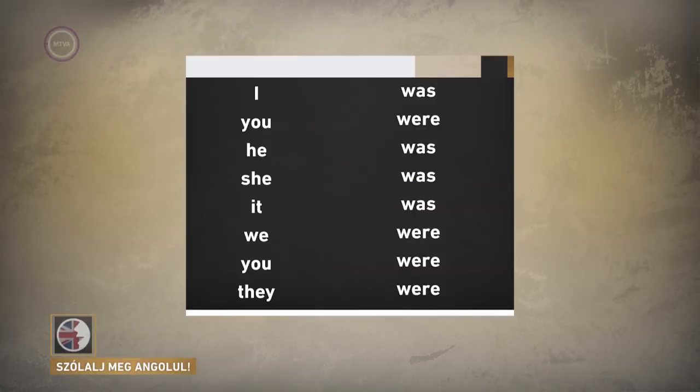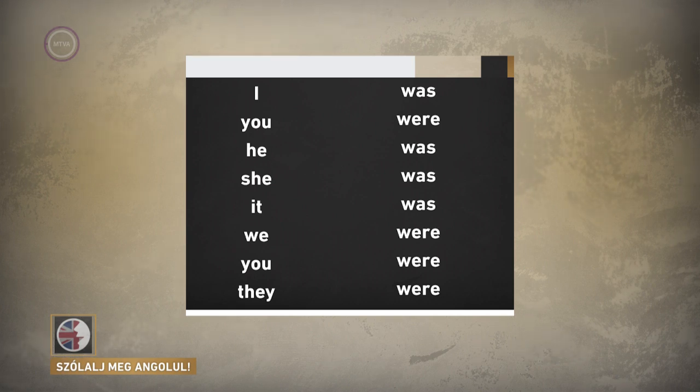I was, you were. He was, she was, it was. We were, you were, they were. Okay, so we need the past simple form of the verb to be, depending on which subject we're talking about, either was or were. And then, well, what else do we need? Correct. We need a verb, don't we? Yes, we need a verb in the ing form, a verb where we've added ing to the infinitive.